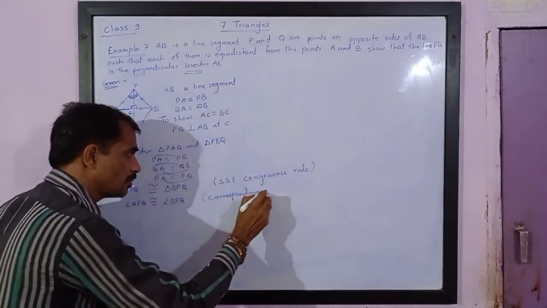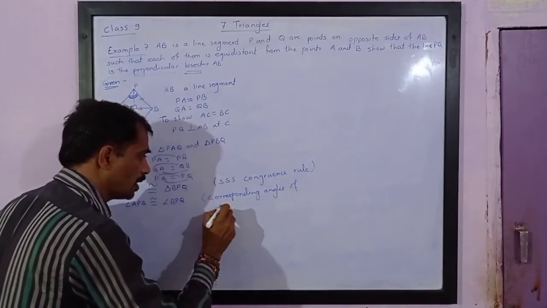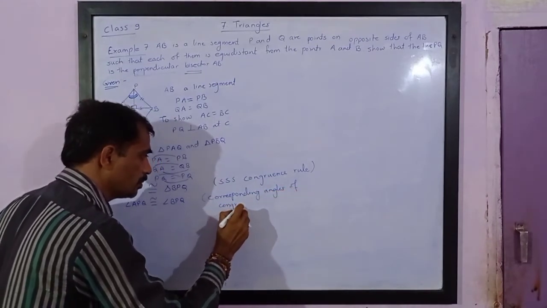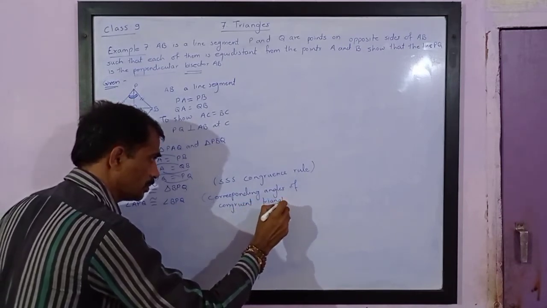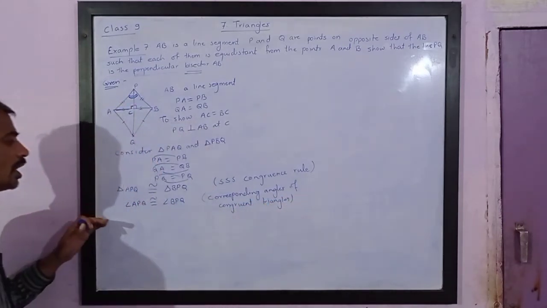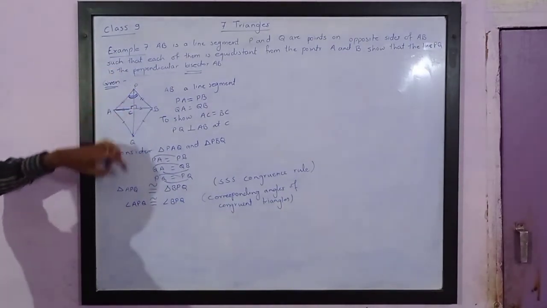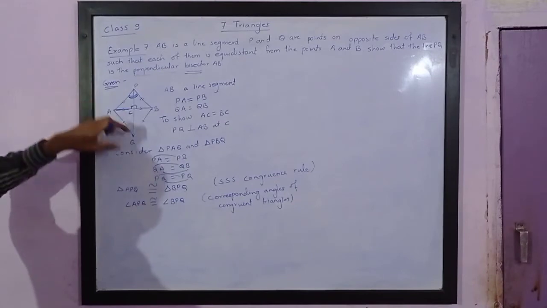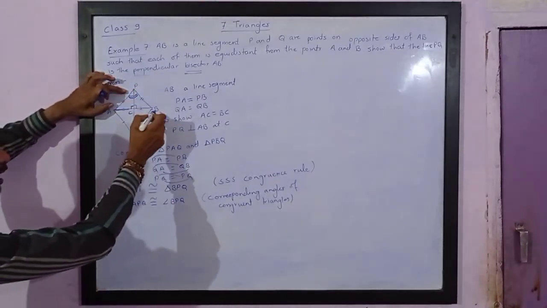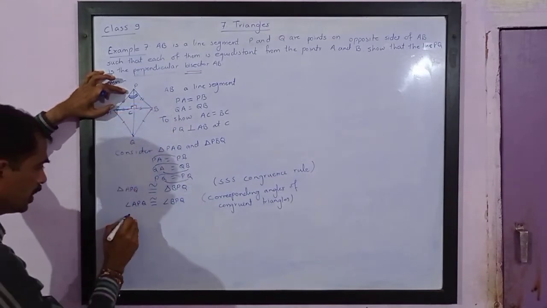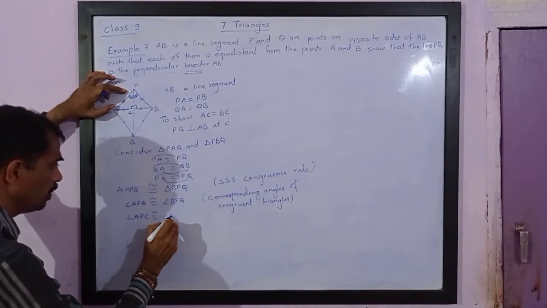Corresponding angles of congruent triangles. Now watch carefully. I have got APQ is equal to BPQ. So I can say that angle APC is equal to BPC. Angle APC is congruent to angle BPC.